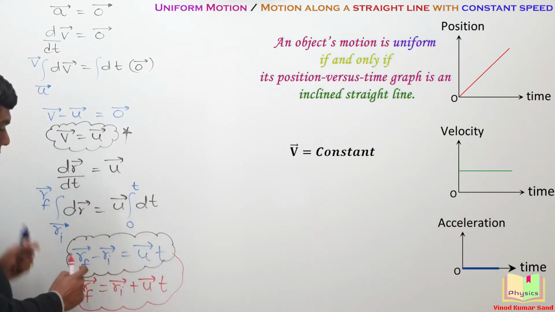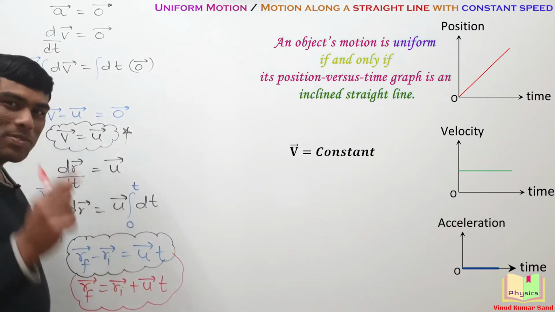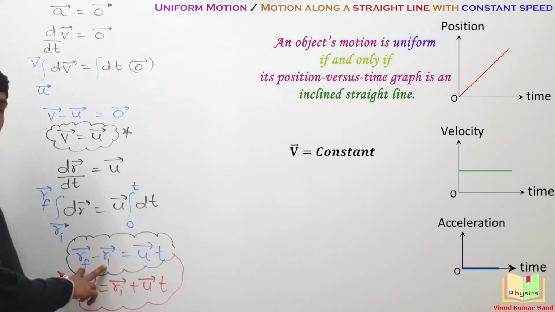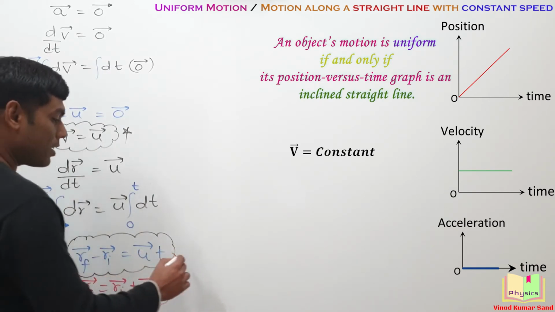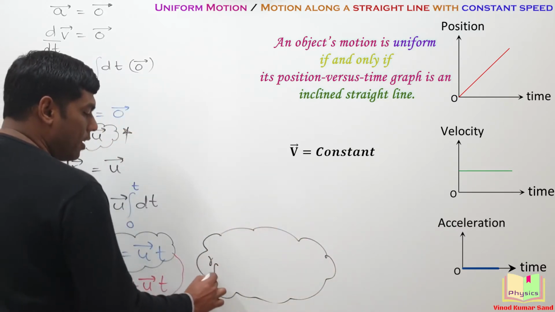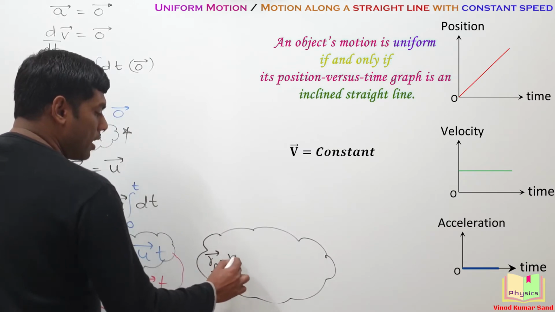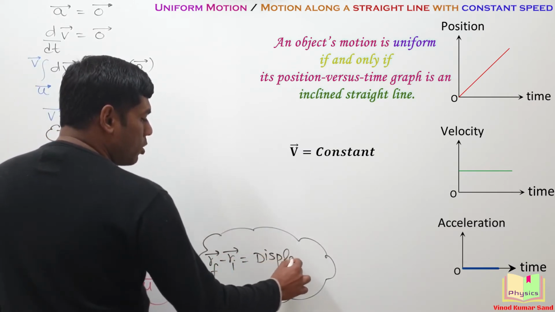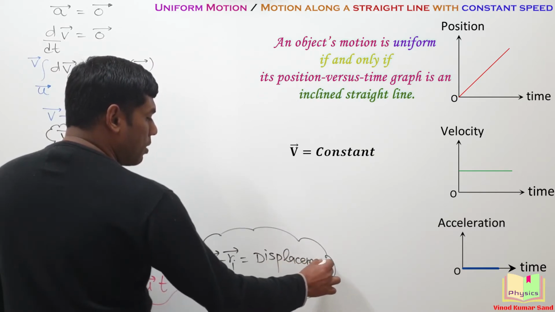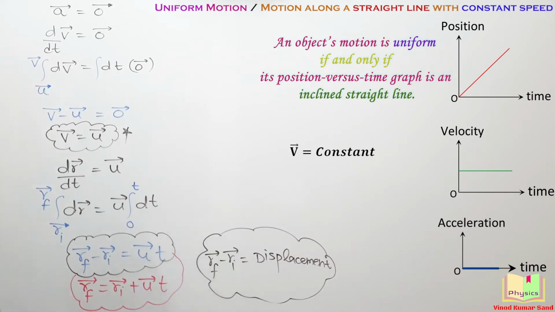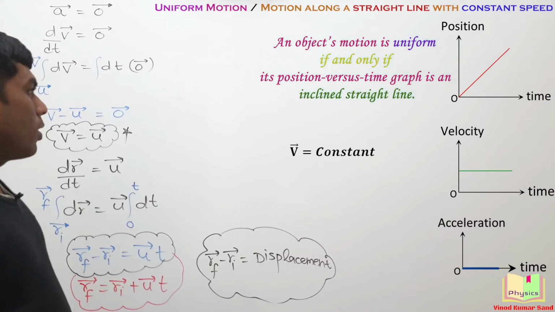This r final vector minus r initial vector, you are familiar with this thing. What is it? Change in position is known as the displacement. I am writing that here for your reference again. R final minus R initial is the change in position, and change in position is known as the displacement. Done. Simple derivation. You can note it down, and then we can take up a question on this.